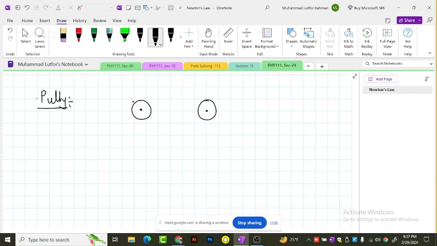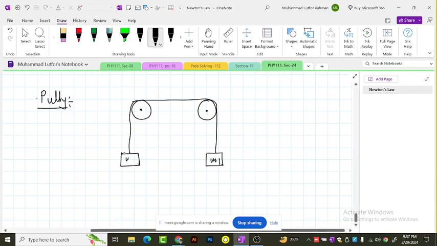Alright, so let's say I connected two masses over this pulley by this string. One is mass M1 and this is mass M2. Let's say I'm considering M1 is greater than M2. What will happen in that case? General idea is that if M1 is greater than M2, then this M1 will move in the downward direction, right? And this M2 will move in the upward direction with the same acceleration.